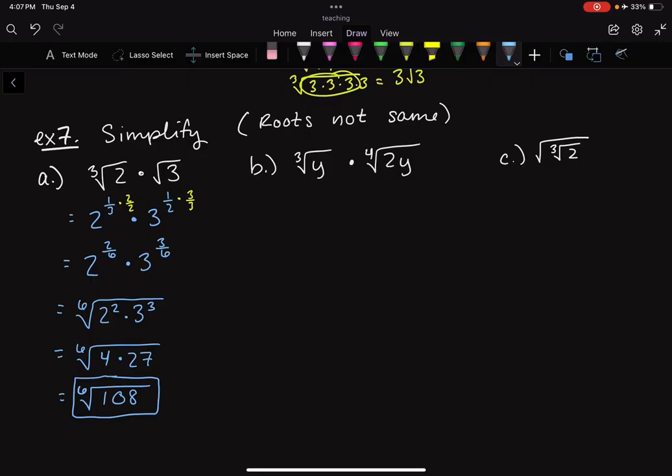I think these are cool. I think these are fun. It's like puzzly, you know? That's really what math is. It's just a big old puzzle.